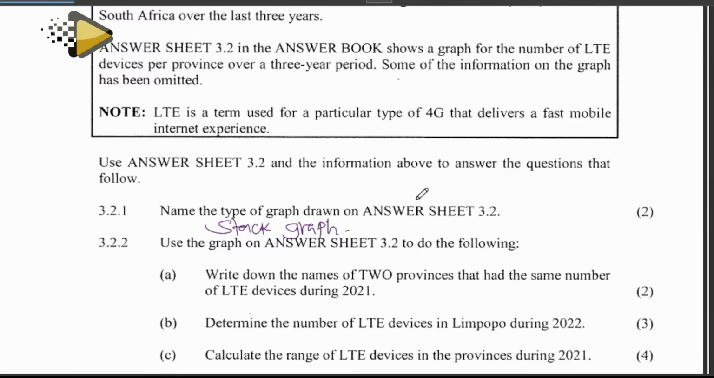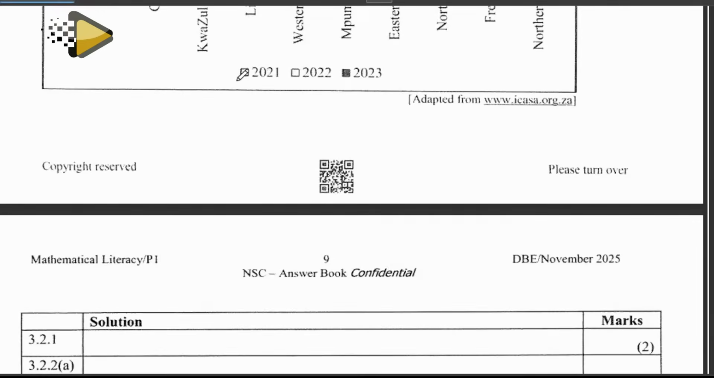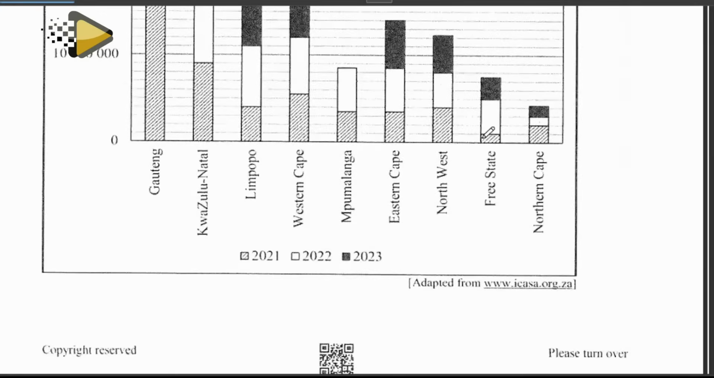Write down the names of two provinces that had the same number of LTE devices during 2021. Now, 2021 is the shaded one here. So which one had the same number? It's Limpopo and Northwest. And you check very well on this line here. Follow the line, follow the line. So which two provinces, you see?